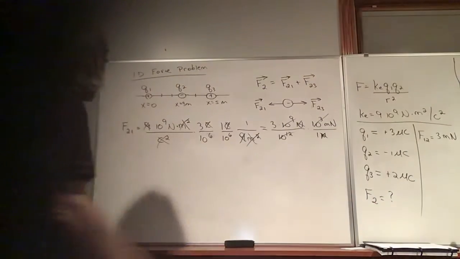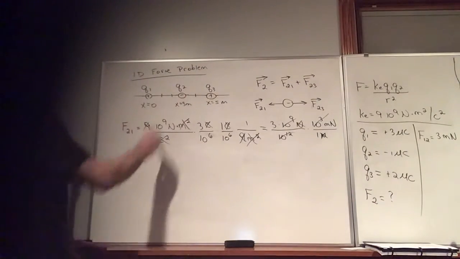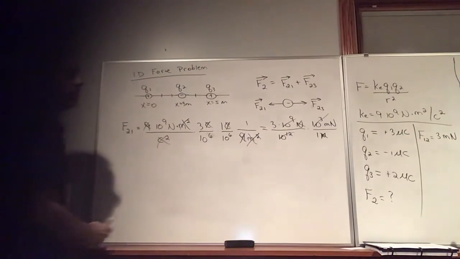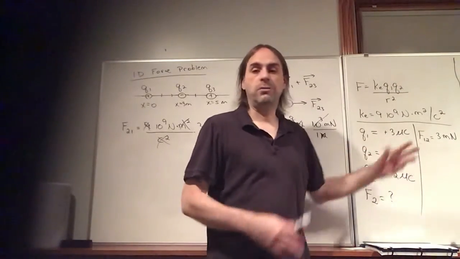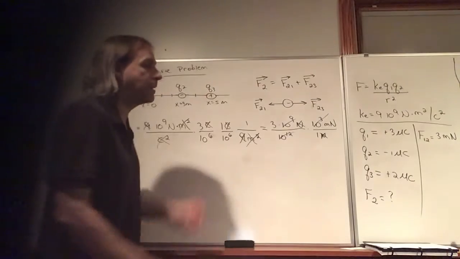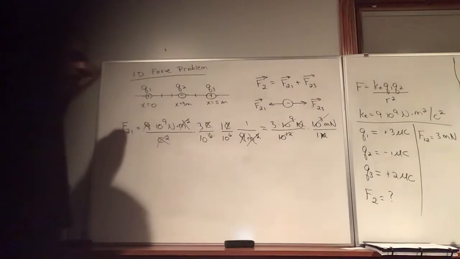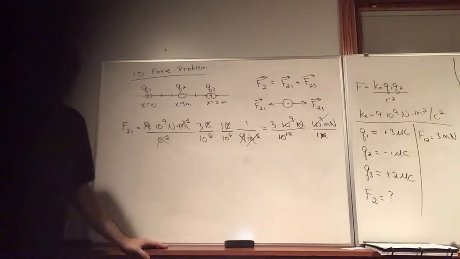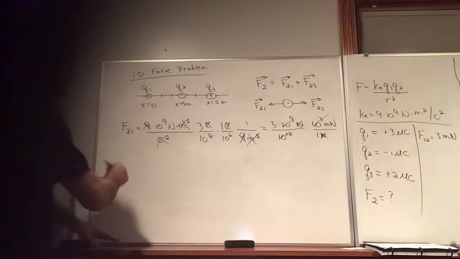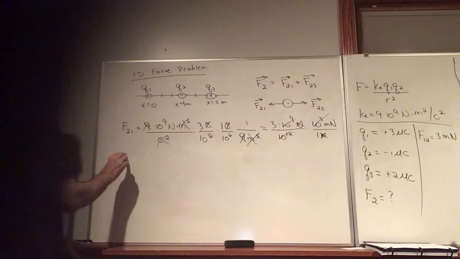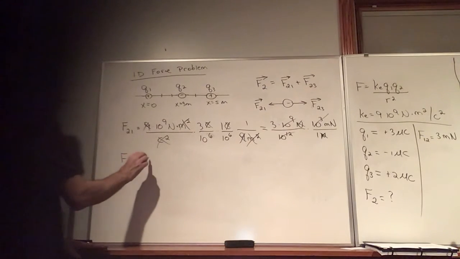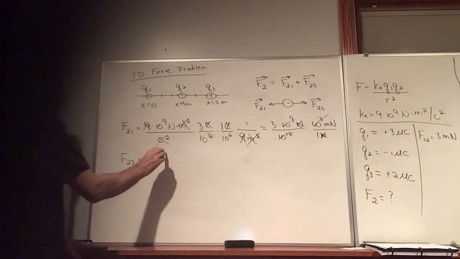Okay, now let's calculate F23. Now here we have F21. Here I wrote F12, doesn't matter, because we're just talking about the magnitude. And, you know, F12 equals F21 by Newton's third law. So yeah, let's calculate the force of interaction between 2 and 3. So kind of just doing the same as before.